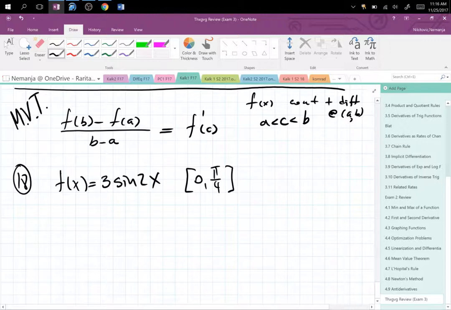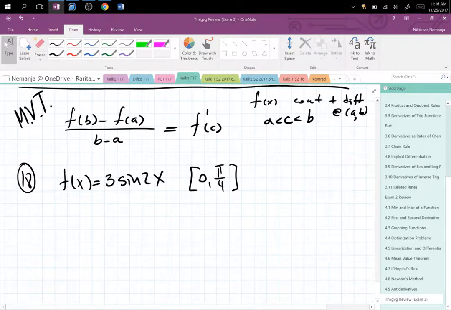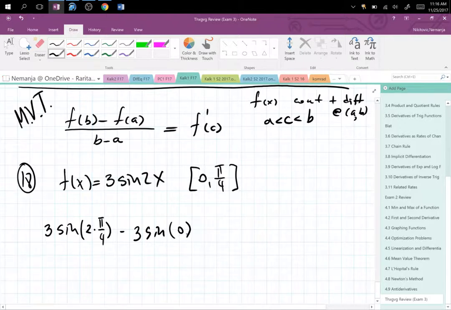You compute the left-hand side by simply computing, pre-calculus and algebra. So what do we have on the left-hand side? We have f of b, which is 3 sine of 2 times pi over 4, minus 3 sine of 0, because 2 times 0 is 0. Divided by pi over 4 minus 0. And this needs to be equal to the derivative at c.